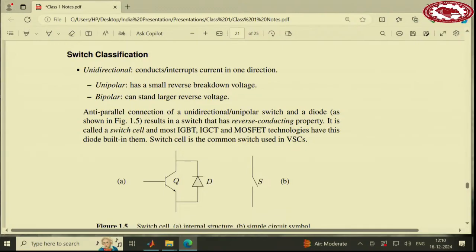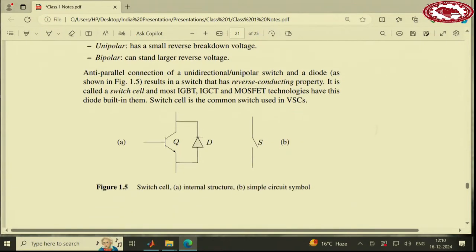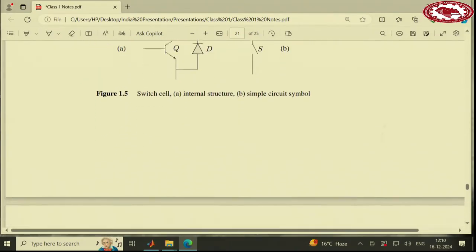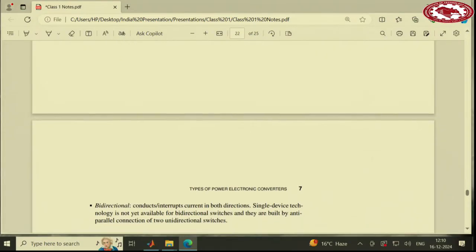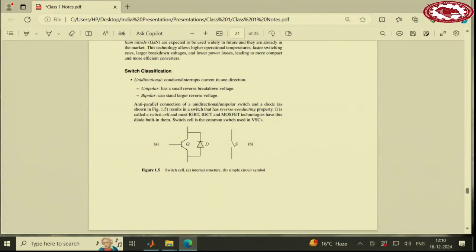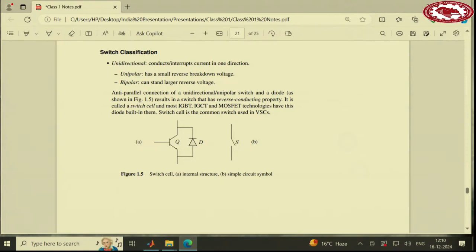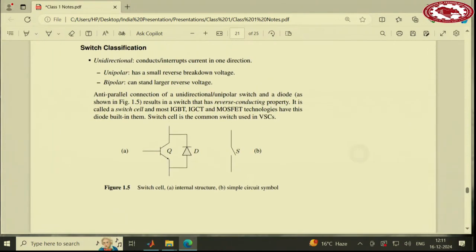All right. One classification for the switches that we have is this classification that you see here into unidirectional and bidirectional. So unidirectional here, and bidirectional on the next page. Okay. So a unidirectional switch can conduct or interrupt current only in one direction, right? And then you have unipolar and bipolar.